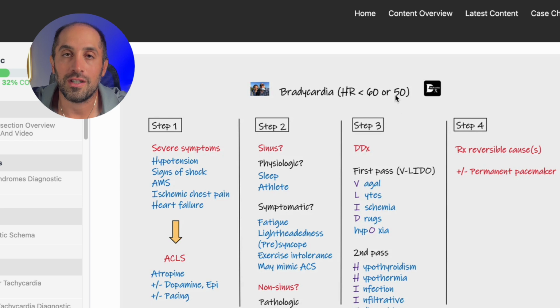So in step 3, you can start thinking about the differential diagnosis, and we already shared the first pass is V-LIDO. In the second pass, with the TSH, infections, and infiltrative disorders, let's say Lyme disease, sarcoidosis, these are more likely to cause AV nodal disease than sinus nodal disease, therefore less likely to present with sinus bradycardia, though hypothyroidism certainly can present with sinus bradycardia. And then in step 4, looking for reversible causes.